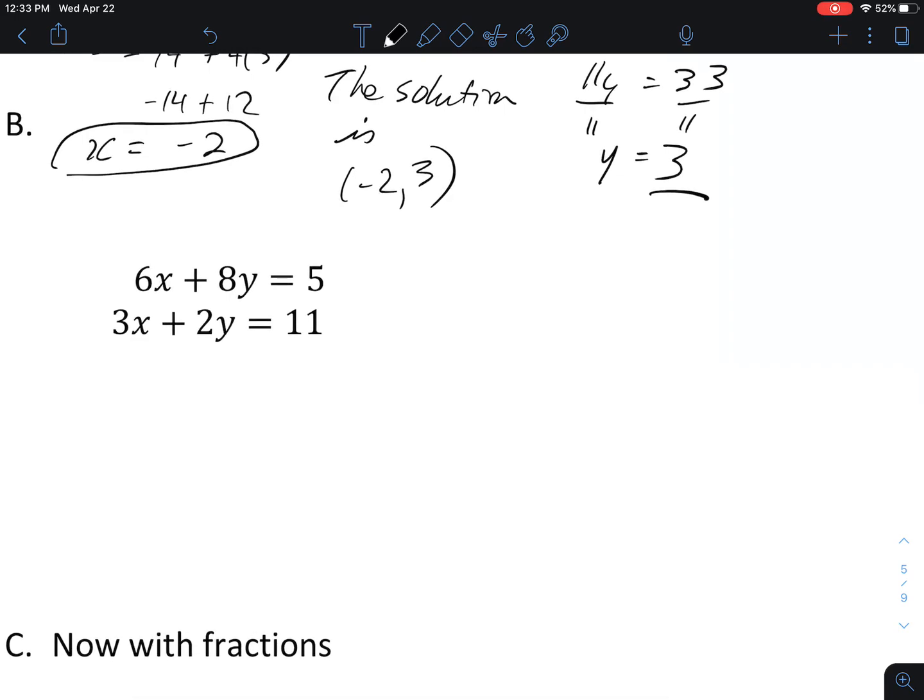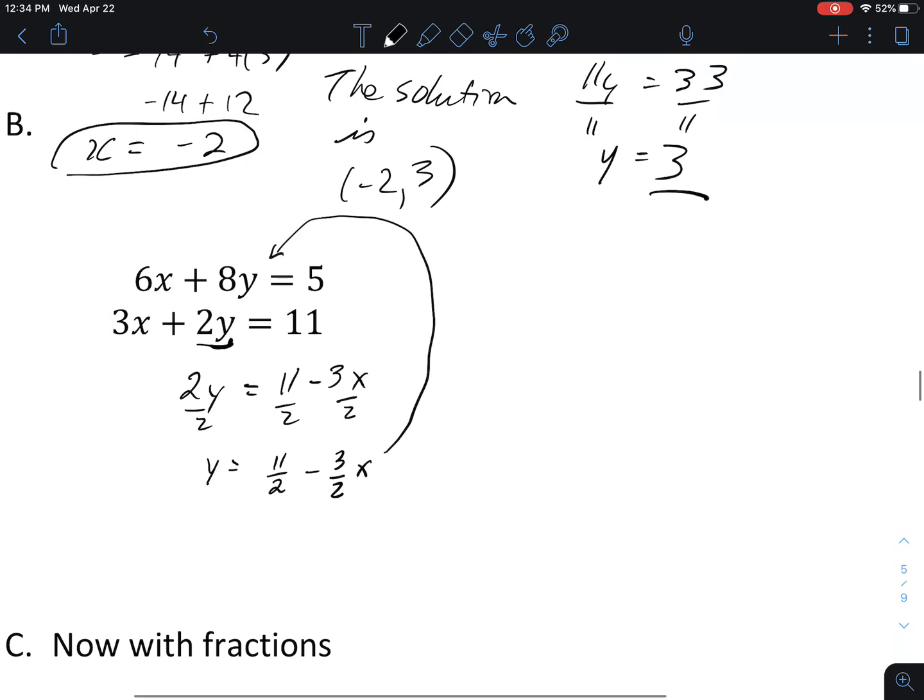Okay? One last one that I want to look at. You could even pause it here and try this on your own. But this one, we can't really avoid fractions here. So we're going to have to work with fractions, and sometimes that's the case. So I'm going to pick this y to isolate. So 2y is 11 minus 3x. And now I have to divide every component by 2. So y is 11 over 2 minus 3 over 2x.